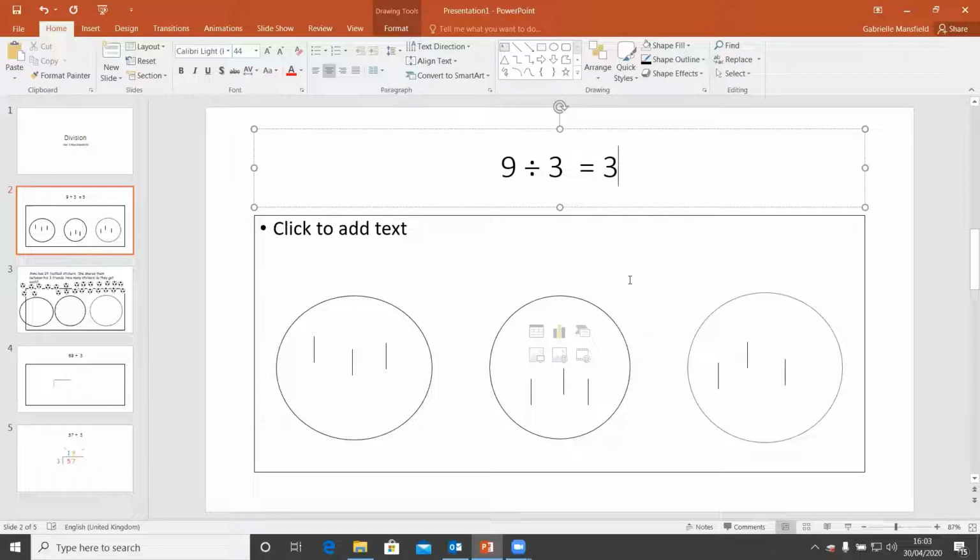Now another way that I could solve this division is to use my times table facts. You don't have to use the sharing circles if you feel confident enough to do it using your times tables. So I could look at the number 9 and I know that that's in my 3 times tables. I could use my fingers to count up in 3s, 3, 6, 9. I have 3 fingers held up, which means that 9 divided by 3 is 3. 3 goes into 9 3 times.